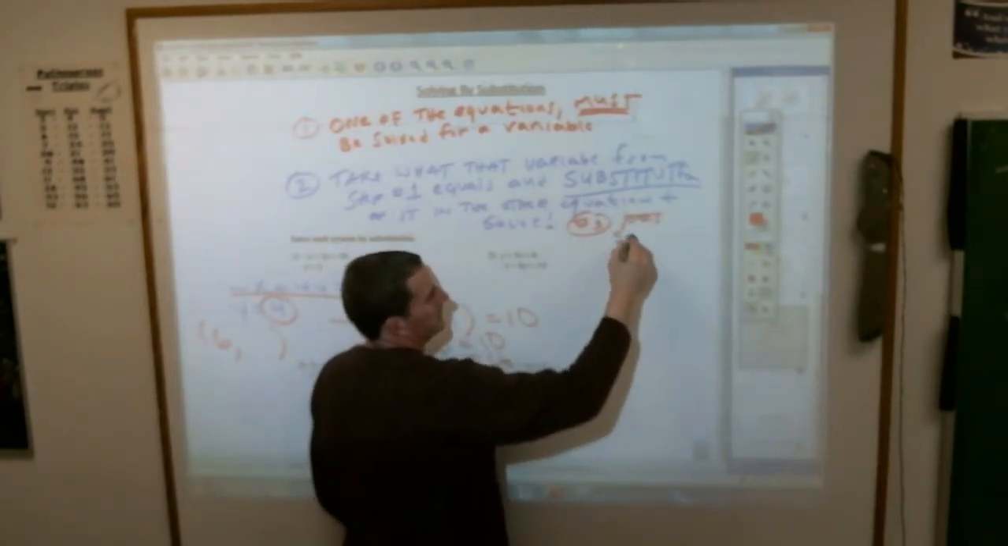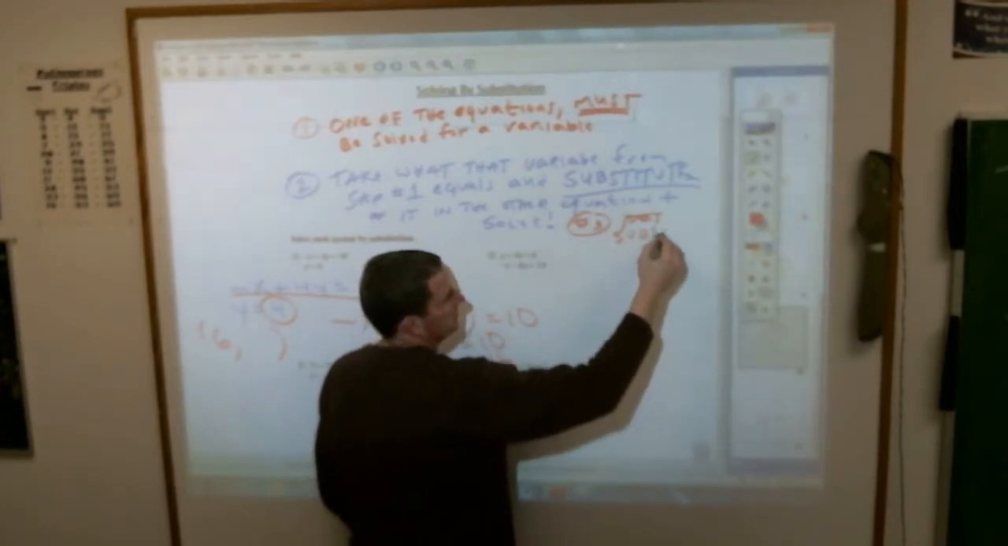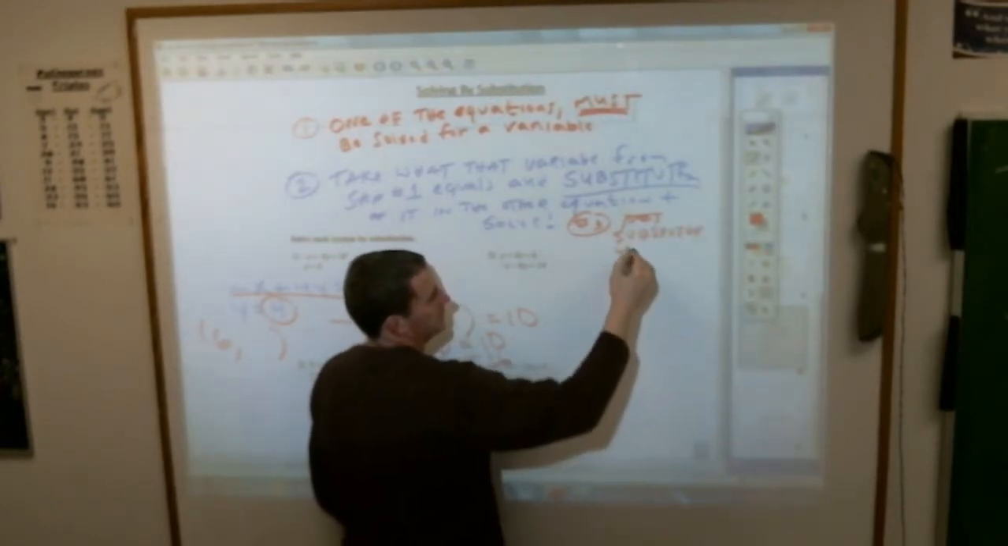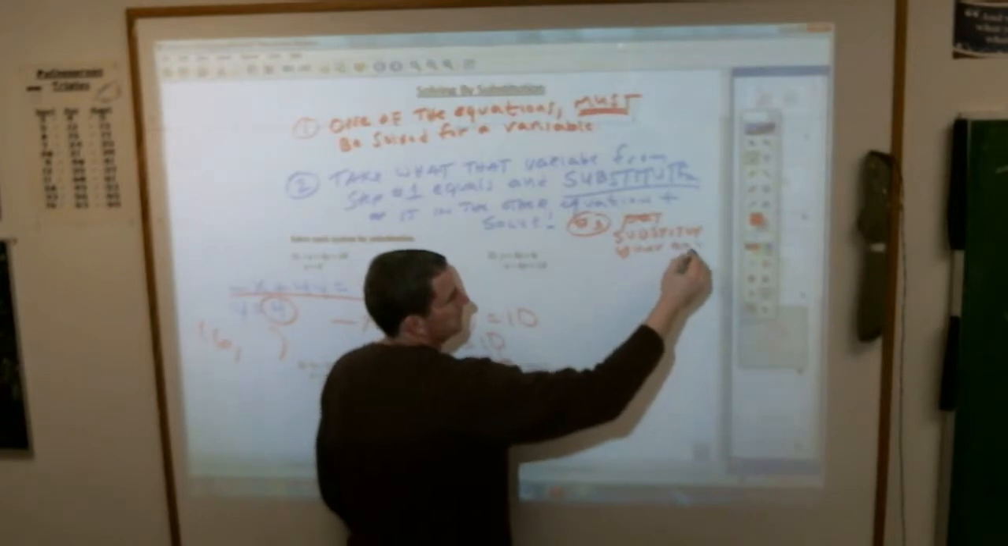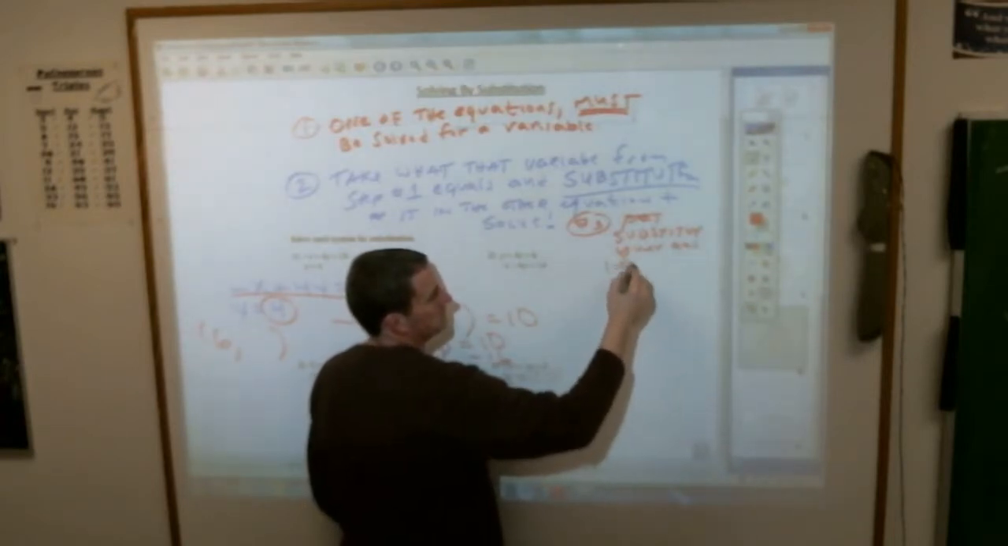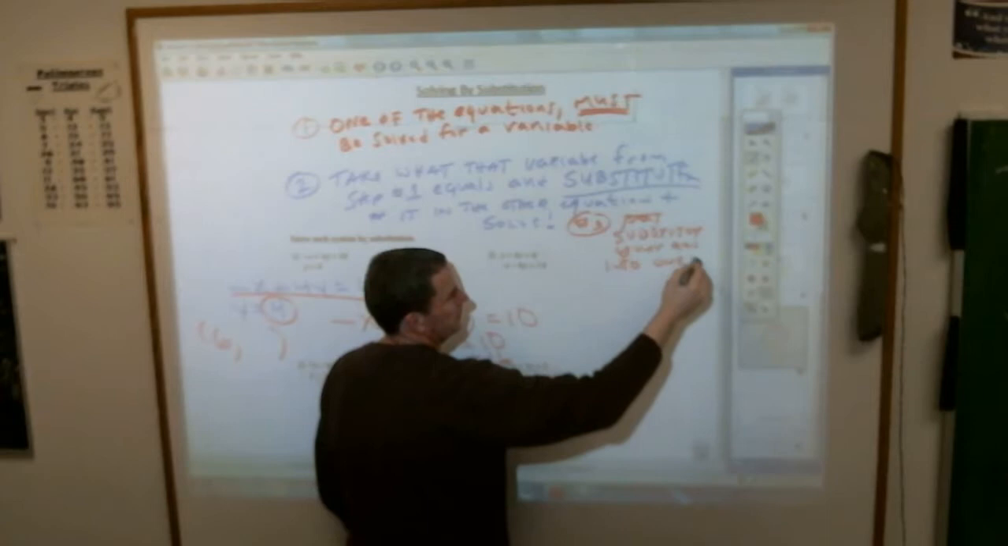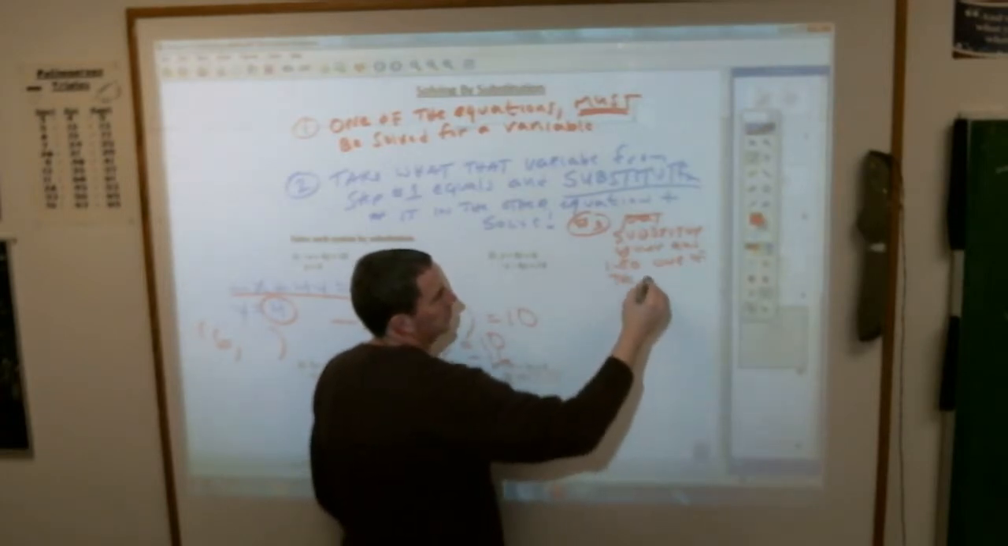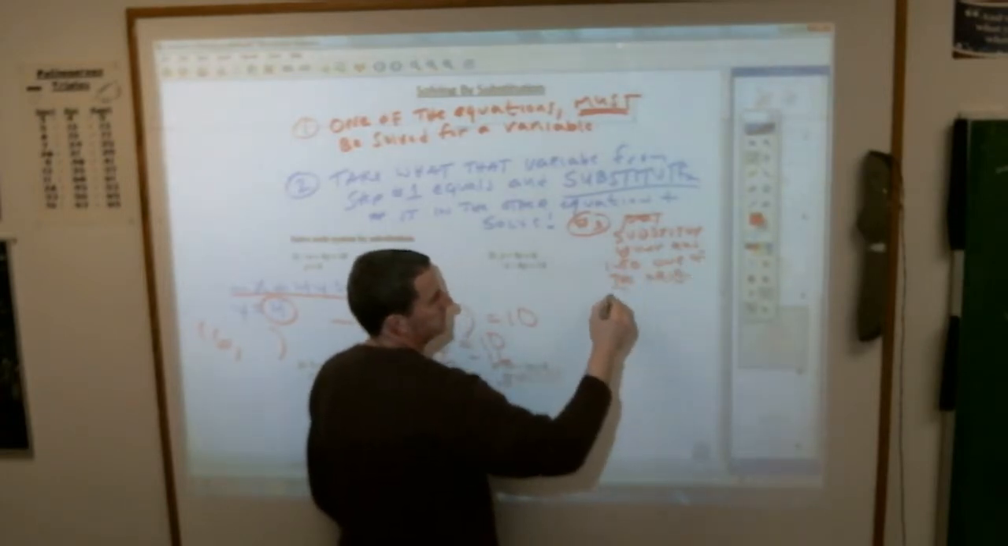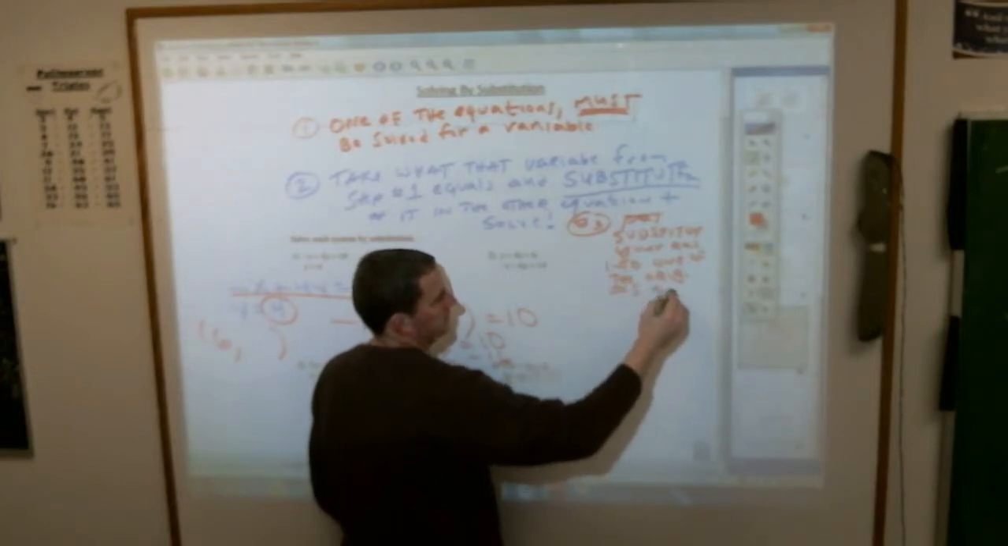Actually, it's substitute again. Substitute your answer into one of the original equations and find the other variable.